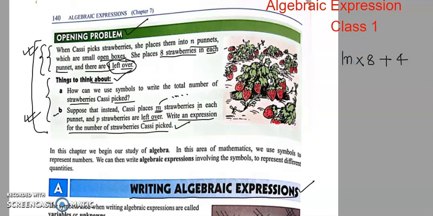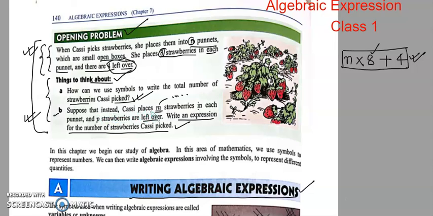So that is the algebraic expression. If you remember, how can we use symbols to write the total number of strawberries Cassie picked? That is the first answer. N times 8 plus 4. Why n times 8? Because there are n punnets, and s is 8 strawberries in each of them. So n times 8 plus 4, and that is our answer.